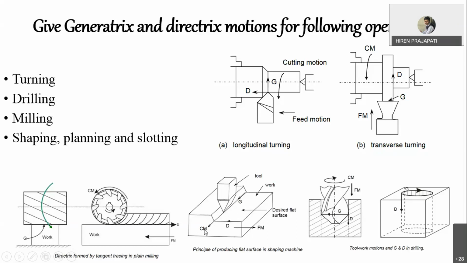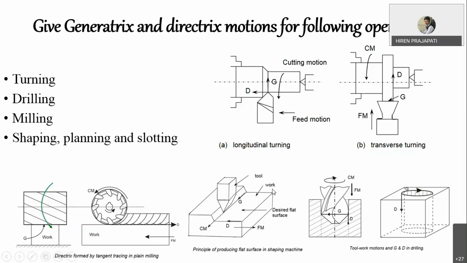Once one slot is created, the work table moves in the transverse direction by one step, and again this tool cuts material. Clear? So the intermittent motion of the table is called the directrix. Because of that motion only can we extend the cutting action from this edge to the second extreme edge. Clear? So in case of shaping, cutting tool motion is the generatrix, and work table motion is the directrix. But this is not the case for the planing machine, because in a planer your tool remains fixed, and you move your table, your workpiece table.